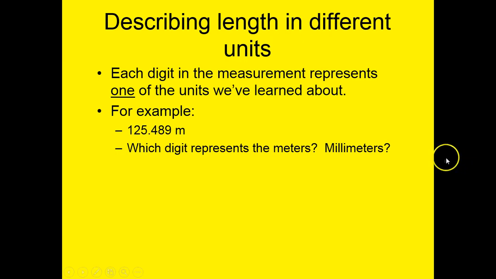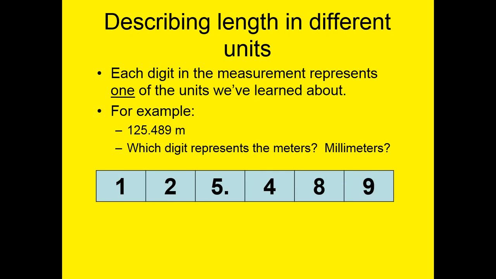So describing length in different units. Each digit in the measurement represents one of the units we've learned about. For example, if we look at the term 125.489 meters, which digit represents the meters or the millimeters, and so on. Start by taking a look at your digits all spread out. Find the one that has the decimal point with it. This is the one that goes with whatever unit is listed.